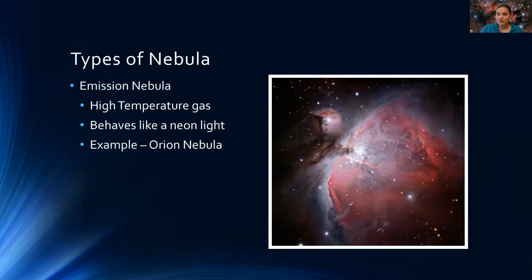Well, that's what's going on here with the emission nebula. The light from the stars inside the nebula is heating up the gas, and that gas doesn't want to contain all this energy, so it releases it in terms of light. A great example of an emission nebula is the Orion Nebula. The beautiful white and pink hues that you see in the emission nebula are because of the stars inside the nebula heating up the gas.